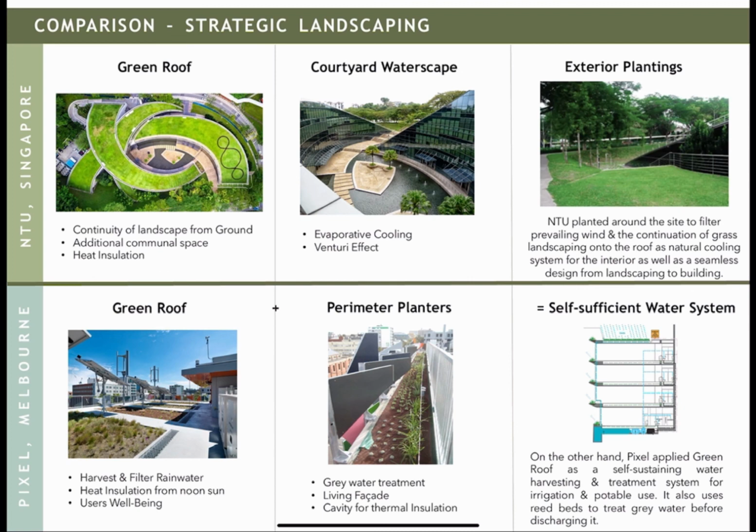On the other hand, Pixel actually applied this green roof as a self-sustaining water harvesting and treatment system for irrigation and potable use. It also uses reed beds to treat grey water before discharging.